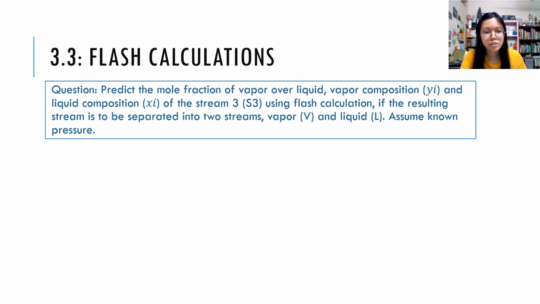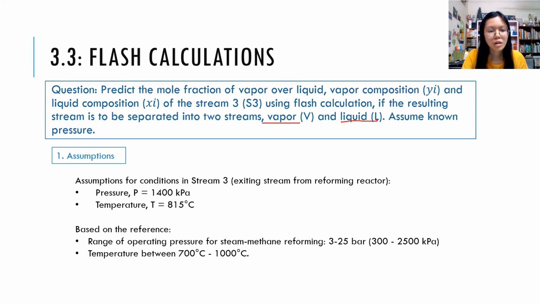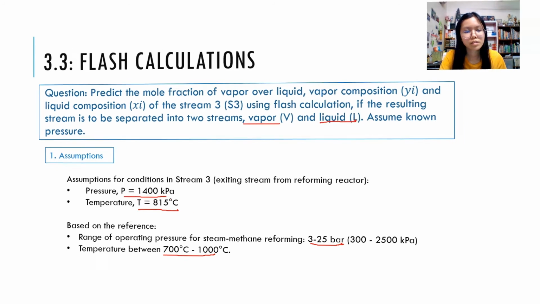Next, we do the flash calculations. For the reference we found online, the range of operating pressures for steam methane reforming is between 3 to 25 bar, which is equivalent to 300 to 2500 kPa, and the temperature is around 700 to 1000 degrees Celsius. So we just assume the pressure to be 1400 kPa and the temperature to be 815 degrees Celsius.